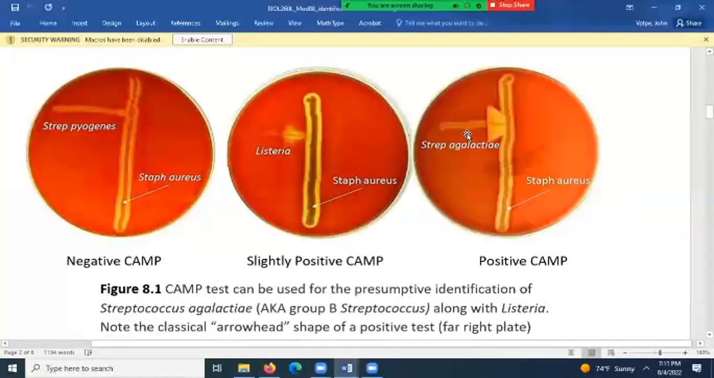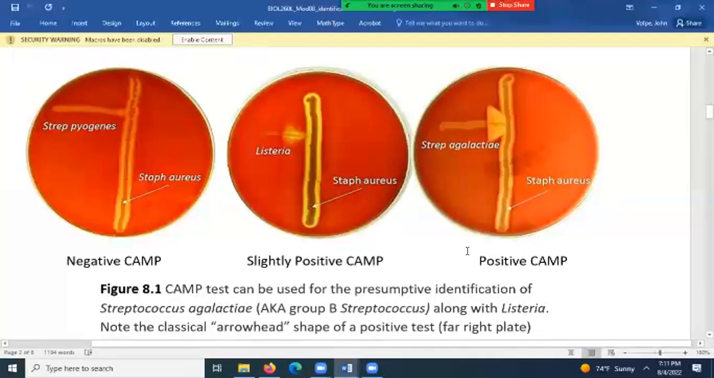And I don't know why, but usually the enhanced activity of the beta hemolysis takes the shape of an arrow. Now that, of course, is the stick of the arrow, but then this would be the arrowhead. And for some reason, the enhanced hemolytic activity takes the shape of an arrow. Even here, if you look at it carefully, that kind of looks like a small arrow.